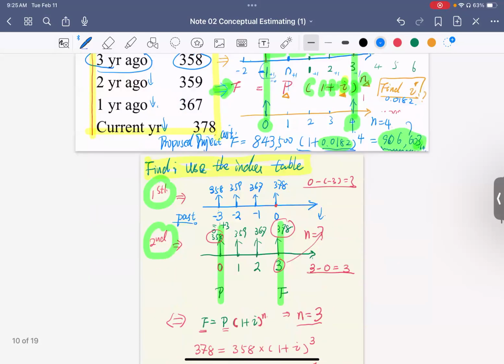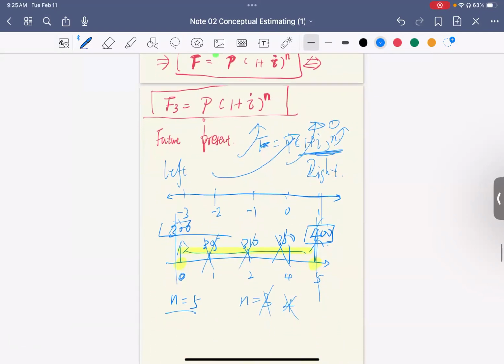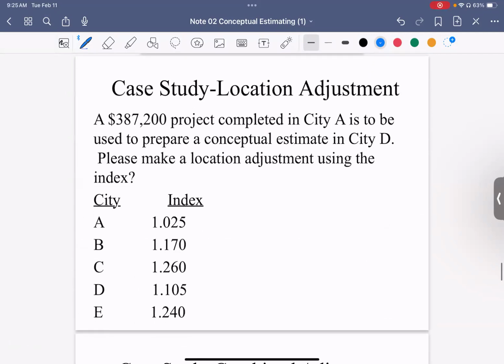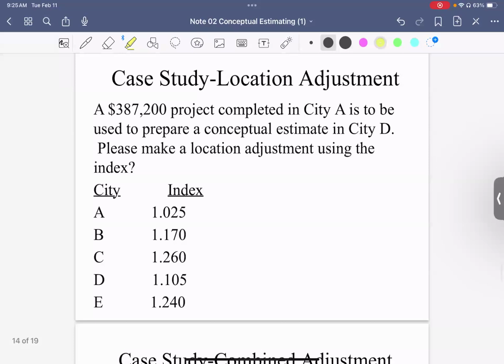I will definitely post my handwriting to the blackboard after this class, so you should be fine. So let's move on to the next one. The next one is much easier. It's called location adjustments.